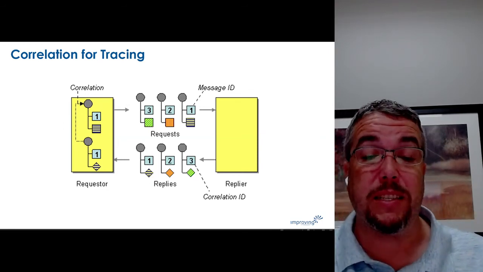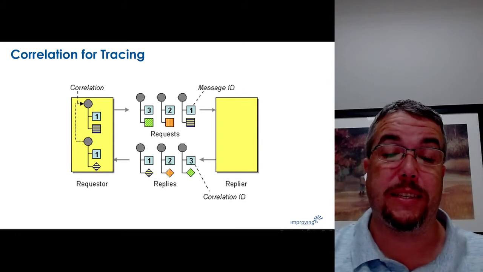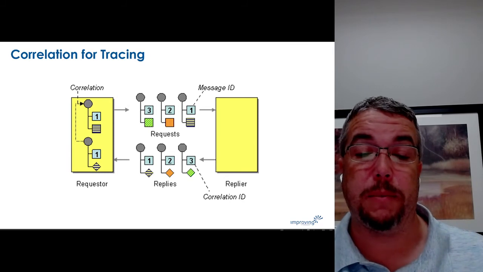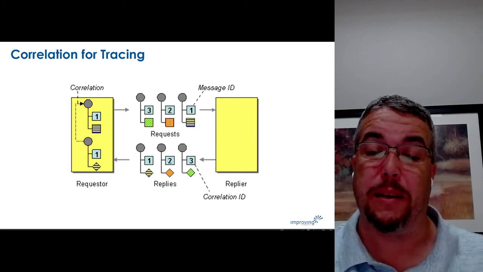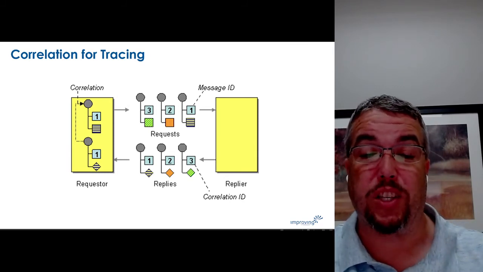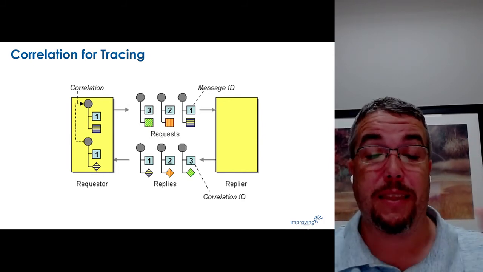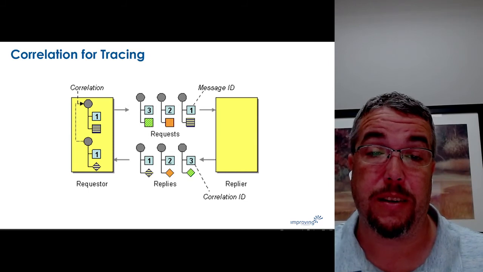So correlation is a must for being able to look, diagnose, and handle operational problems. And far too many systems get deployed into production before they ever think about this problem. So take it from me, think about correlation at the start.